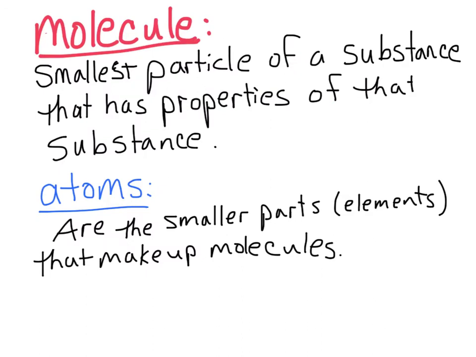Okay, so we've got two definitions that we need to get into our heads. One is molecule. A molecule is the smallest particle of a substance that has the properties of that substance. So in other words, if I have sugar, it's the smallest particle of sugar that still retains all the properties of sugar. Now, atoms make up molecules. So sugar is made up of carbon and hydrogen and oxygen. Those are atoms. So if I take a carbon, I would have an atom, or a hydrogen, I would have an atom, or an oxygen, I would have an atom. Once I put those together in a group that makes sugar, then I have a molecule.